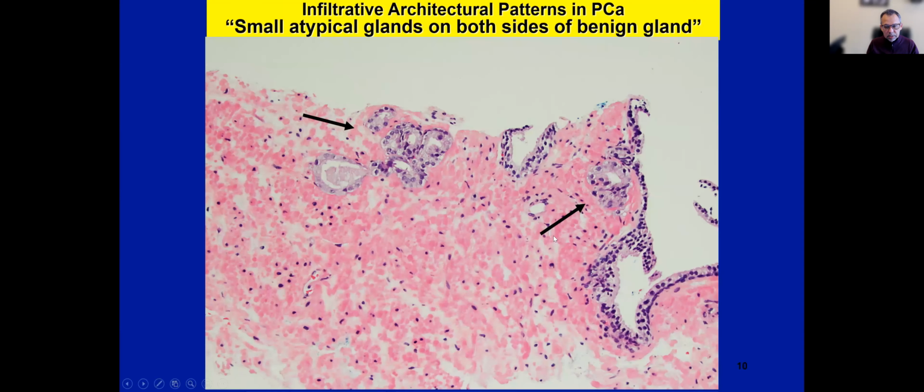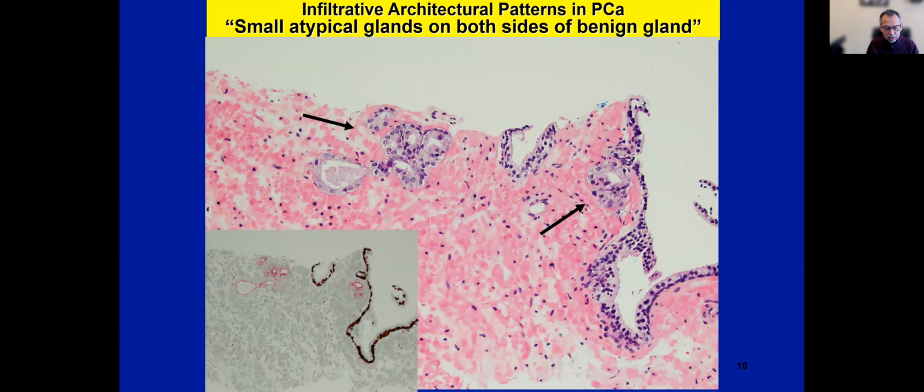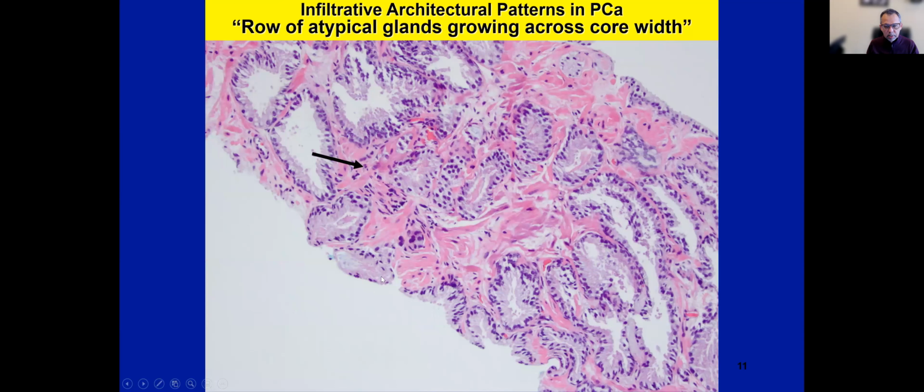Some other architectural variations which are also considered an infiltrative pattern is when you see atypical glands on both sides of the benign glands, as seen in this particular example. In a very limited number of glands, you also want to do a PIN4 stain, and as you can see here, these atypical glands lack basal cells with strong AMACR expression, supporting the diagnosis of minute cancer.